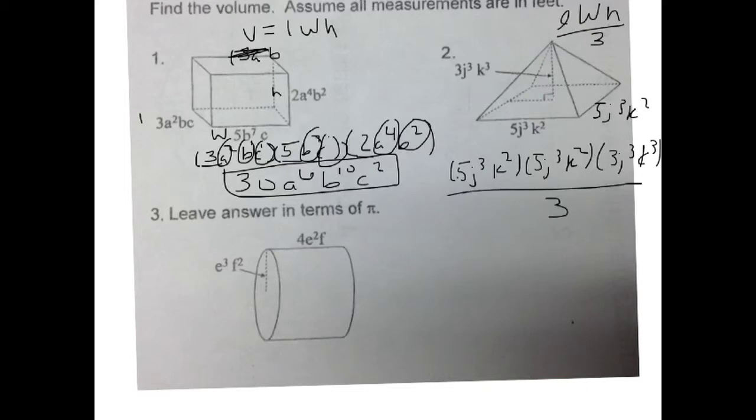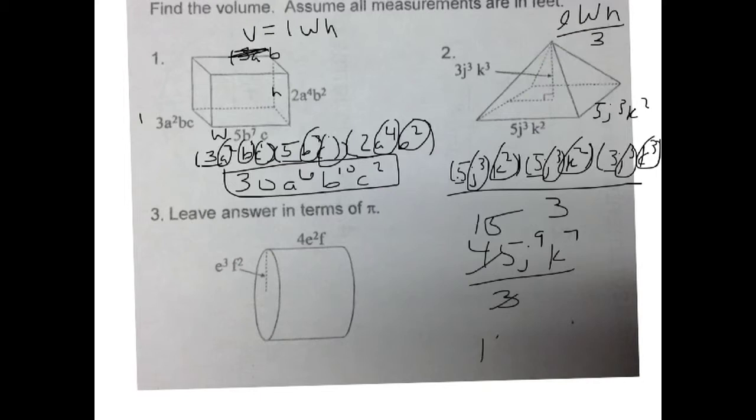So 5 times 5 times 3 is 45. j^3, j^3, j^3, 3 plus 3 plus 3 is j^9. k^2, k^2, k^3, 2 plus 2 is 4, plus 3 more is 7, so k^7, all divided by 3. Then 3 goes into 45 15 times, so your remaining answer is 15j^9k^7.